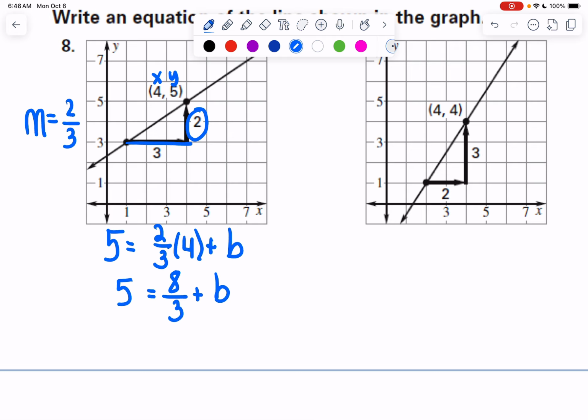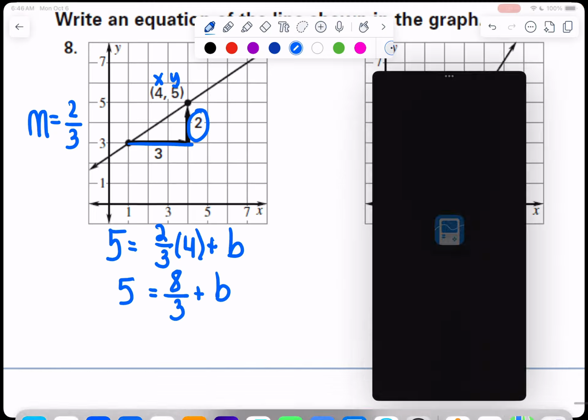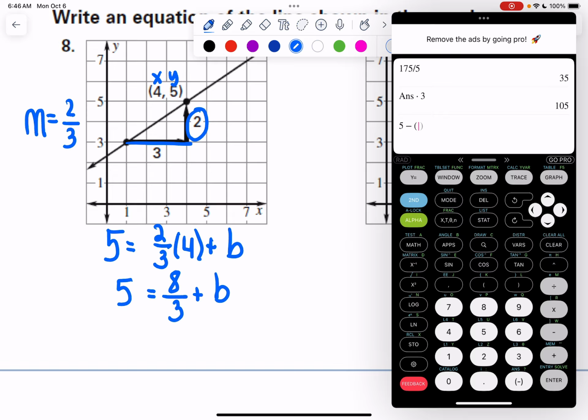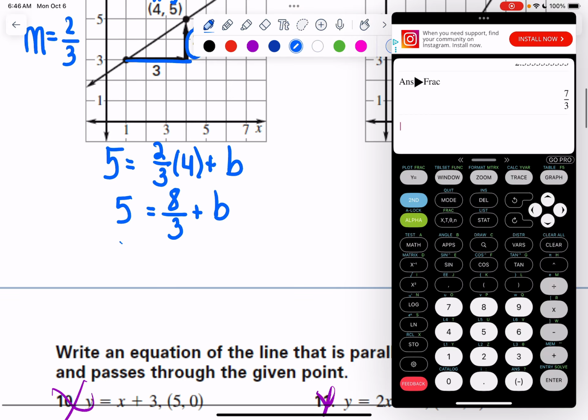What I can do now is take my calculator and subtract that. So I could just do 5 minus parenthesis 8 divided by 3. Click enter, and I would convert to a fraction. So it'd be 7/3 for b.